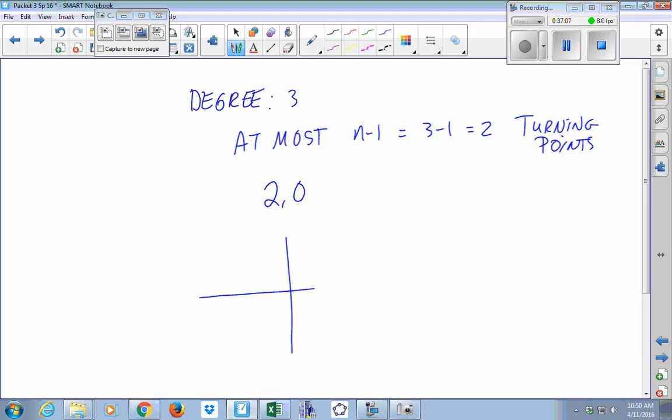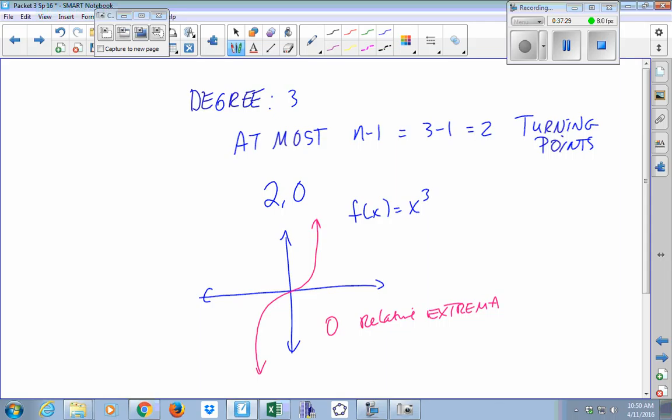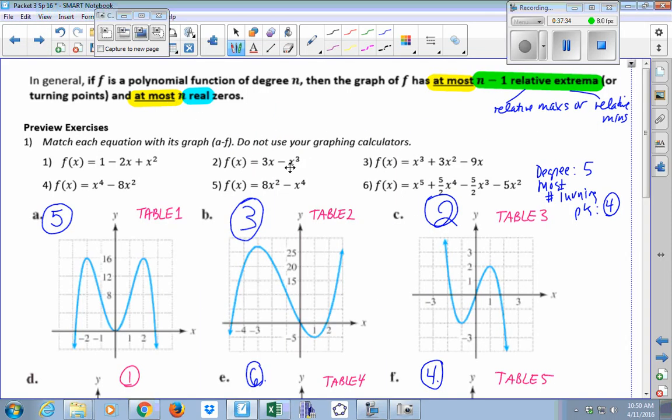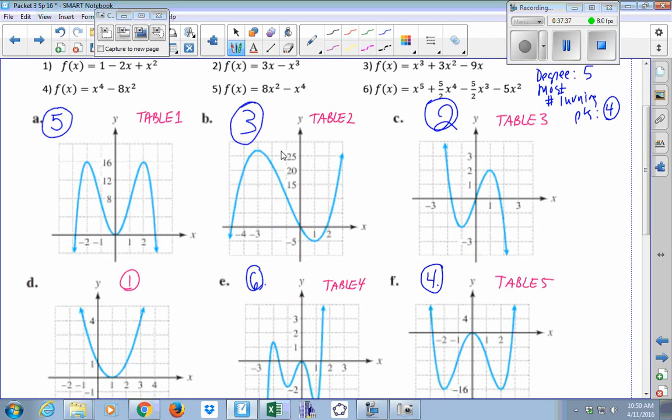So if you look at your parent function, f of x equals x cubed, it is always increasing. It doesn't have any turning points at all. It flattens out as it approaches the origin. So this has 0 relative maxes or mins, 0 extrema. Okay, but if I quickly graphed this particular cubic right here, as you can see, it has 1, 2 relative maximum and minimum extrema.